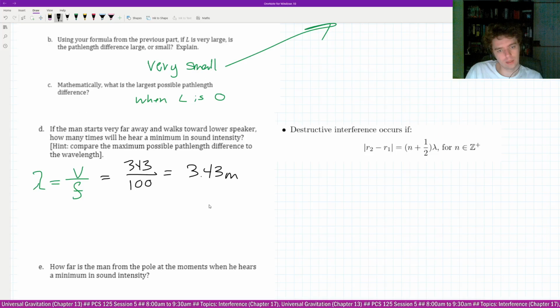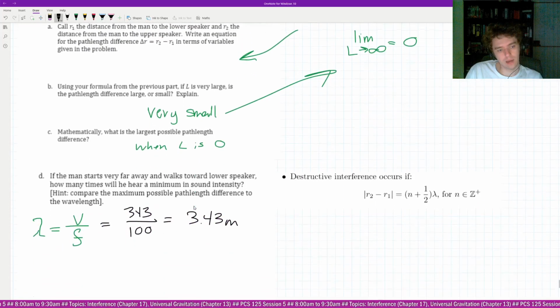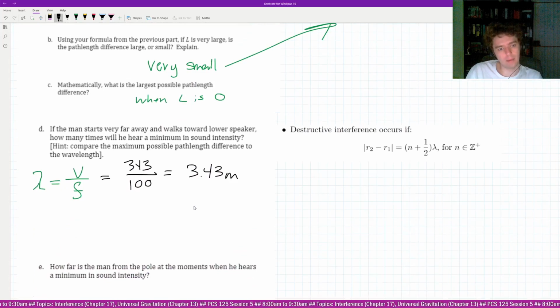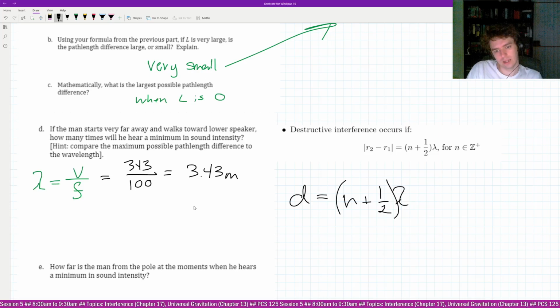Maximum possible path length difference. We can see if D, the length of D, would give us a destructive or constructive experience. But how would that answer the question? How many times will he hear? We would know what the interval of distance is between each node or antinode. So if I start here, if I just say D equals n plus a half lambda, and see if this is an integer.